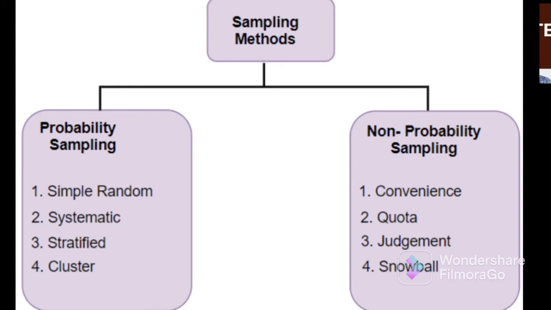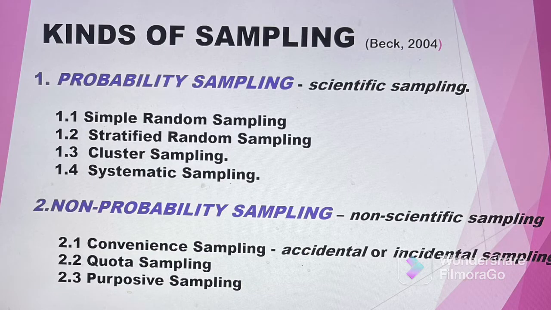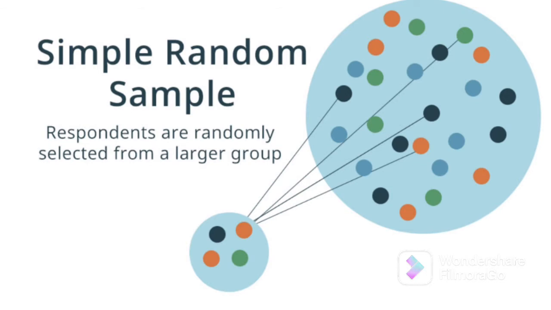In the probability sampling, there are different types. We have the simple random sampling, the stratified random sampling, the cluster sampling, and the systematic sampling. So in a simple random sampling, all you have to do, as an example, is to have all the names of the elements in a list, and you can choose from the list every fifth or every third. That is an example of simple random sampling.